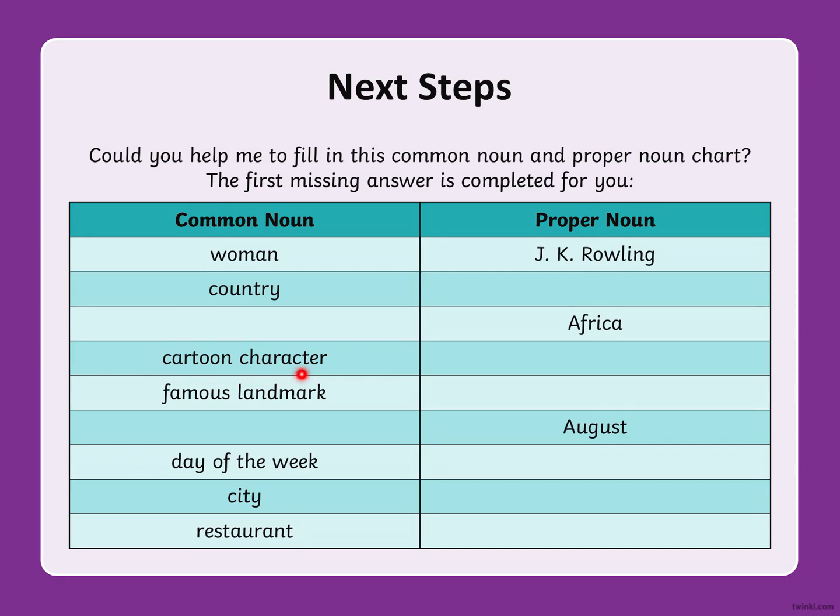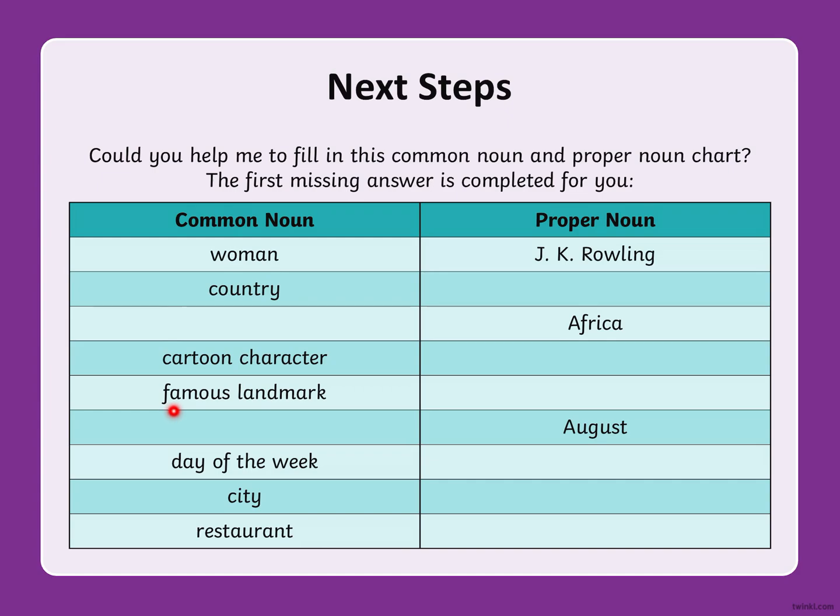Next one, you'll be better at than me, I think. Cartoon character. A cartoon character could be any cartoon character, that's the common noun. But if you were thinking of a specific one, can you think of one and say it or write it down? Pause the video if you need to. Okay, you maybe had something like Mickey Mouse in there or SpongeBob, and hopefully you've remembered to write it with a capital letter. Have a check just to make sure you used a capital because it is a proper noun.